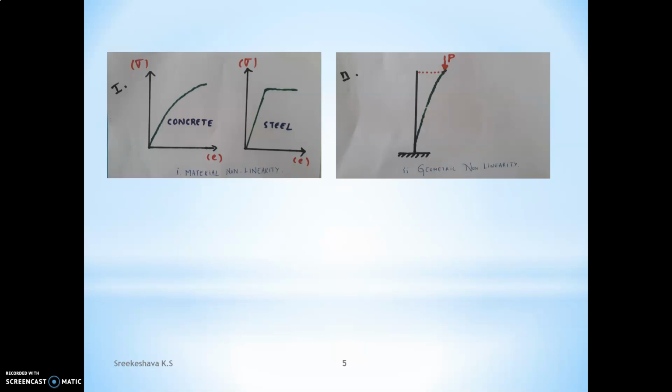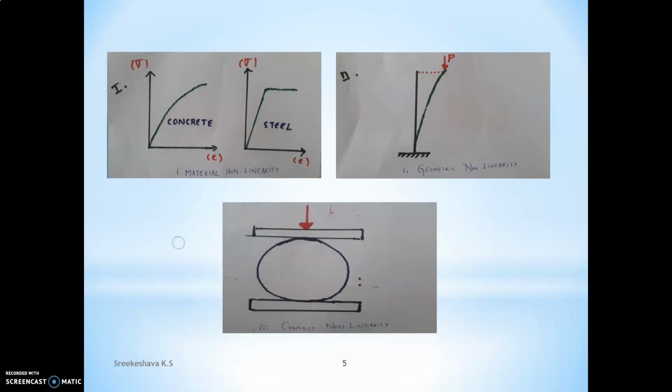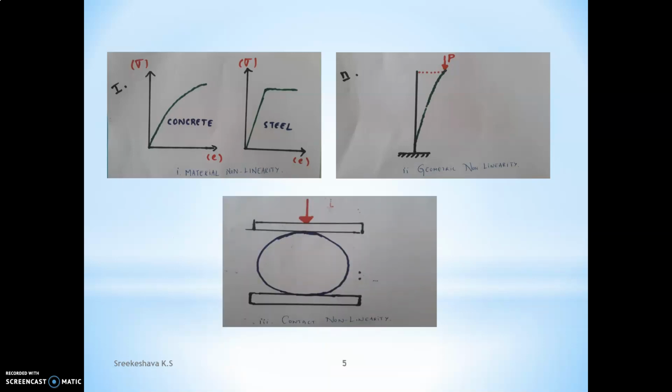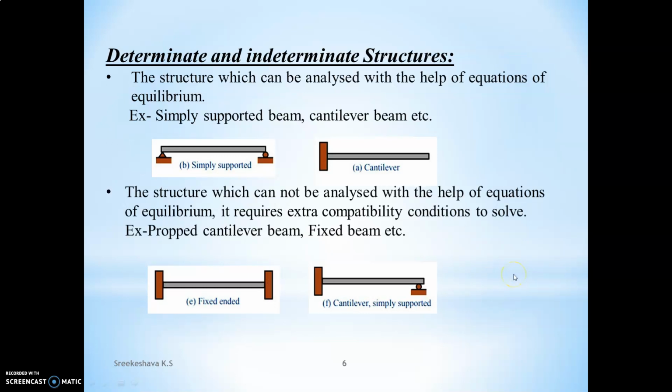Similarly, geometric nonlinearity. What is meant by geometric nonlinearity? This is a change in the geometry of a material. If you apply a load on a member, its geometrical properties, such as length, breadth, and depth, will change, and then geometrical nonlinearity will exist. The last one is contact nonlinearity. What is meant by contact nonlinearity? You apply the load at a particular contact area, and then contact nonlinearity will exist. So we have discussed nonlinearity of structures.